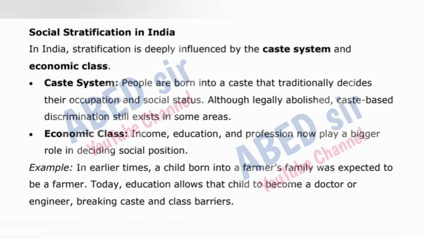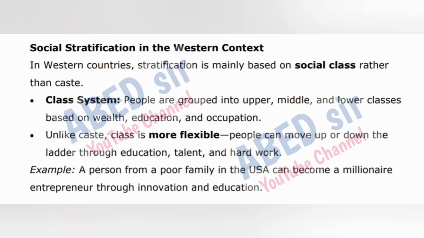Example. In earlier times, a child born into a farmer's family was expected to be a farmer. Today, education allows that child to become a doctor or engineer, breaking caste and class barriers. Social stratification in the Western context. In Western countries, stratification is mainly based on social class rather than caste. Class system, people are grouped into upper, middle, and lower classes based on wealth, education, and occupation.